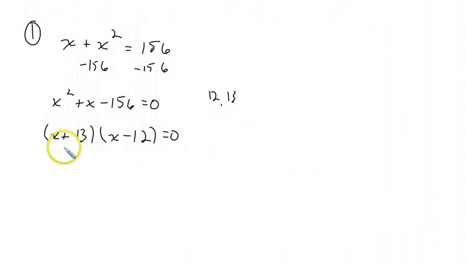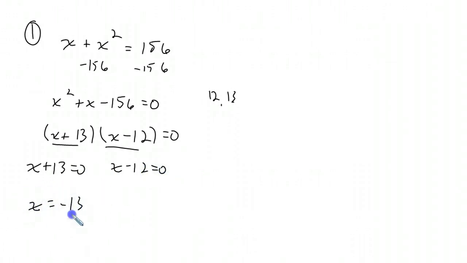So now that we have something times something else equals 0, we know that we can say x plus 13 equals 0 and x minus 12 equals 0. So now my first number is x equals negative 13, and my next number is x is 12. There are 2 solutions.